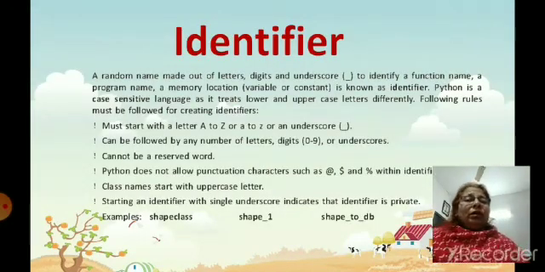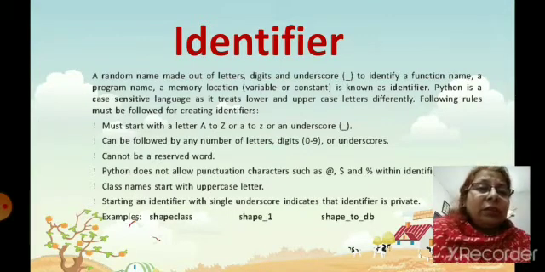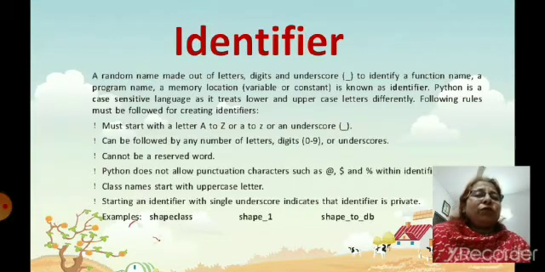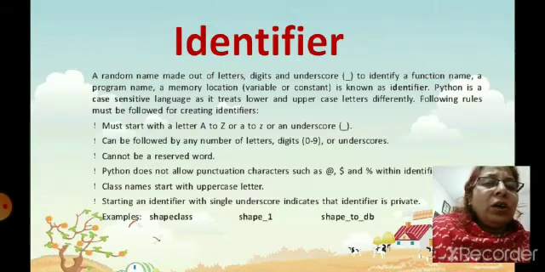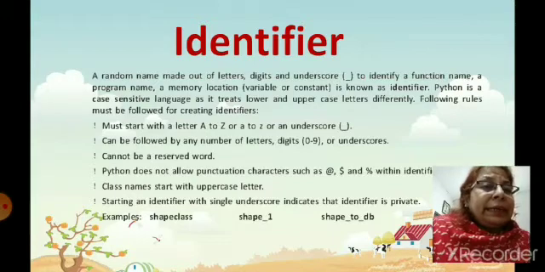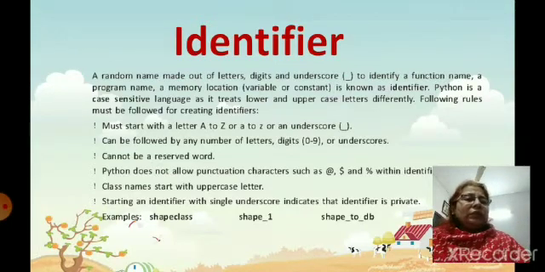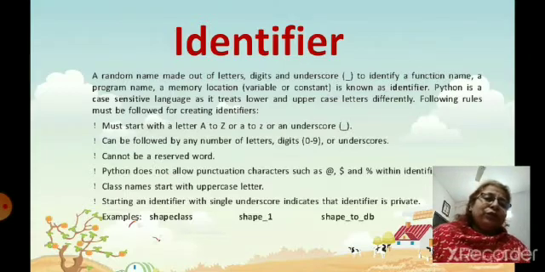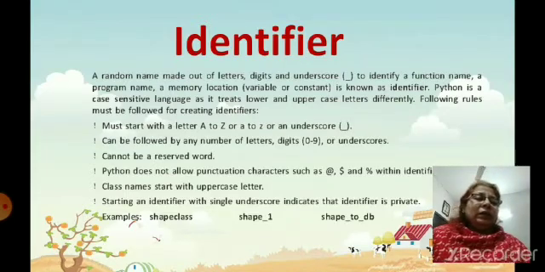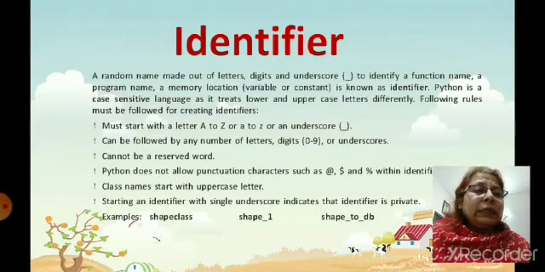Identifier means whatever we are using in the program, we just declare it. It's the identifier. A random name made out of letters or digits or with an underscore, or a function name, is known as an identifier. Python is a case sensitive language, so it treats lower and uppercase letters differently. If we are writing a is equal to 12, small a is not equal to uppercase A in Python. They are two different things.